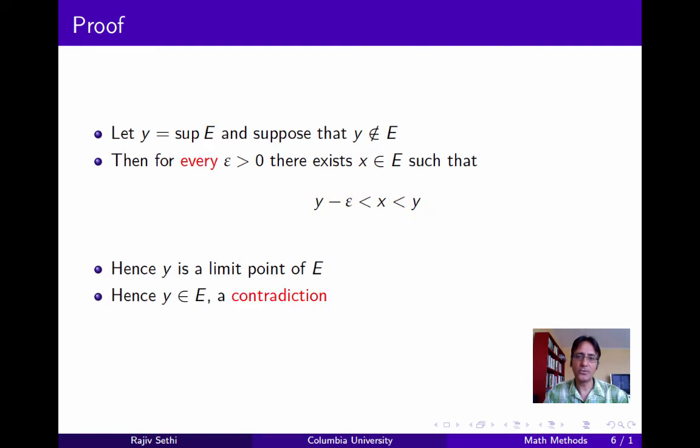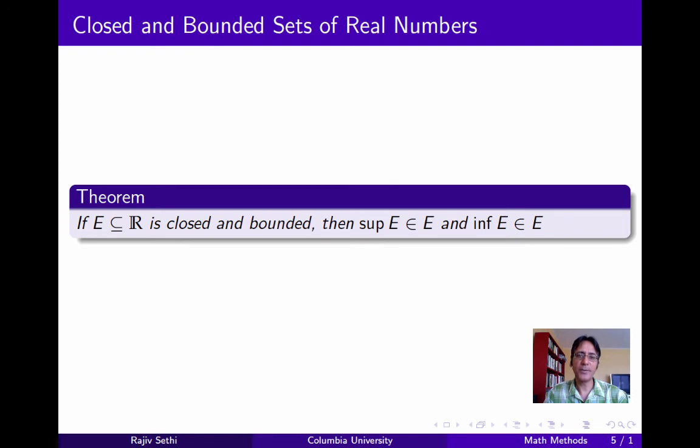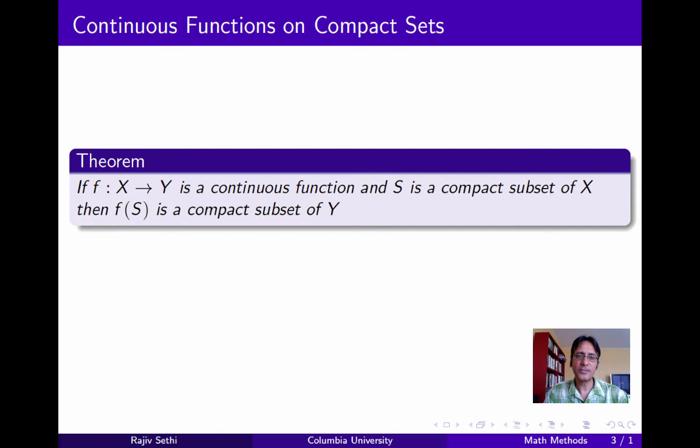Now since E is closed and contains all its limit points, y must be an element of E, and we have the contradiction we were looking for. And we've proved that any closed and bounded subset of R contains its supremum and infimum. Now let's put this together with the earlier result we proved, namely that the image of a compact set under a continuous function is itself compact.